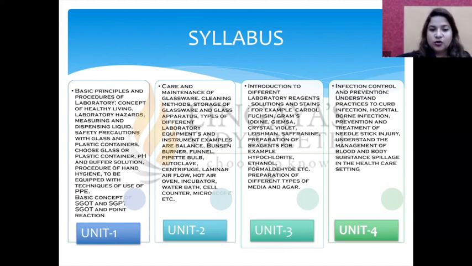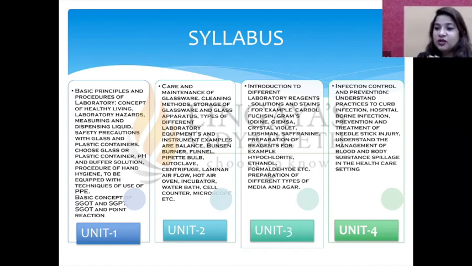All right. The care and maintenance of glasswares, it includes the cleaning methods that are used for cleaning the glasswares, the types of different laboratory equipments which are used in the laboratory, and their principle, that on which principle which instrument works, what is the use of different glasswares, and these instruments. All right. We will be reading about the instruments such as balance, Bunsen burner, funnel, pipette, bulb, autoclave, centrifuge, laminar airflow, hot air oven, incubator, water bath, cell counter, and the microscope.